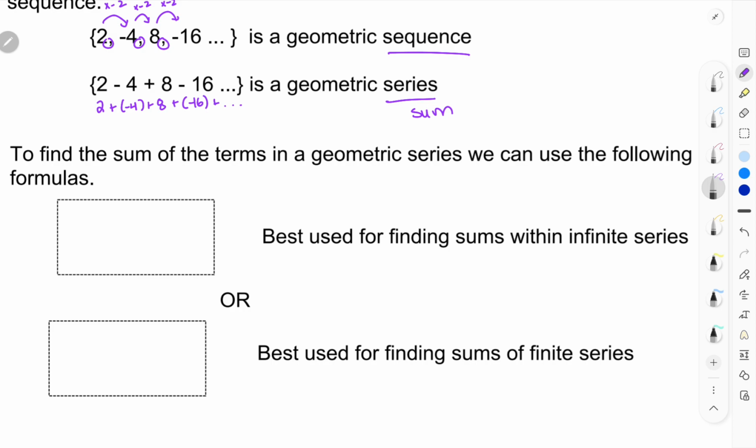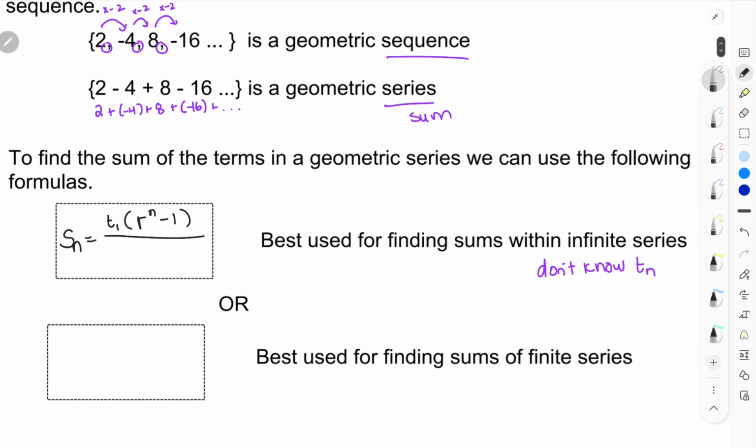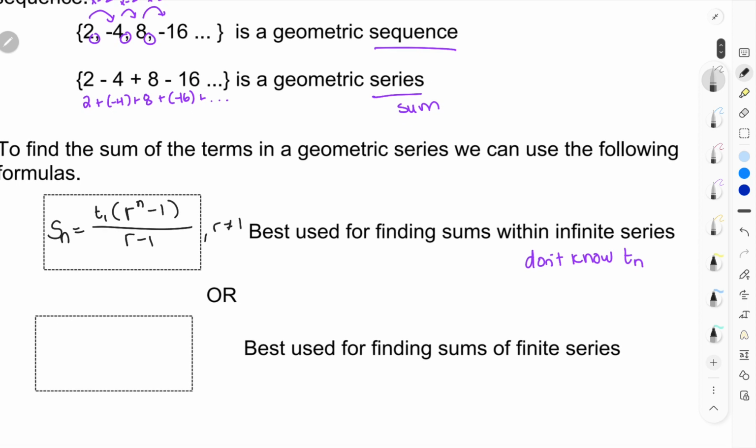So if I have an infinite series, so I don't know the last term, right? I don't know the nth term, Tn. Then here's the best formula for me to use. It is Sn is found by taking the first term, multiplying it by r to the n minus 1. Notice that minus 1 is now not in the exponent, over r minus 1. Specifically in the case where r cannot be 1, which isn't really a sequence anyway, because if r is 1, nothing is changing from one term to the next. If I multiply by 1, nothing changes.